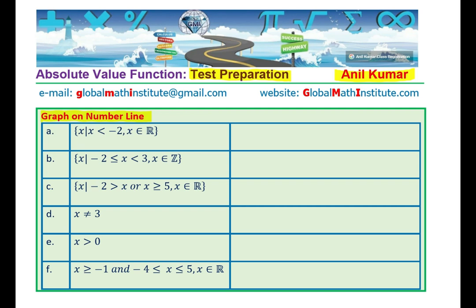integer. X such that minus 2 is greater than x, or x is greater than or equal to 5, where x belongs to real numbers. X not equal to 3, x greater than 0, x greater than or equal to minus 1, and x between minus 4 and 5, x belongs to real numbers, both boundaries included. Let us see how we graph on a number line the given set of numbers. So we'll have a number line which can extend on both the sides.